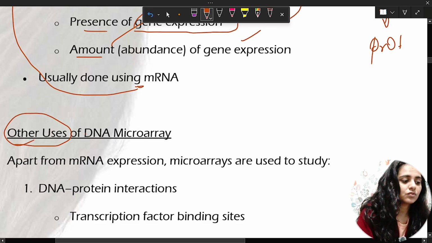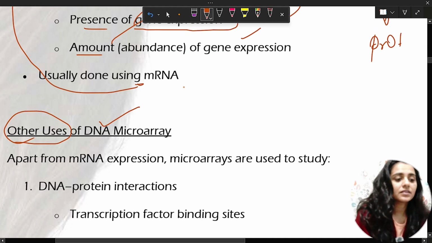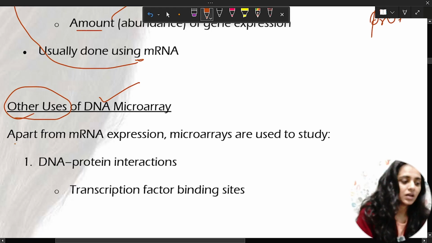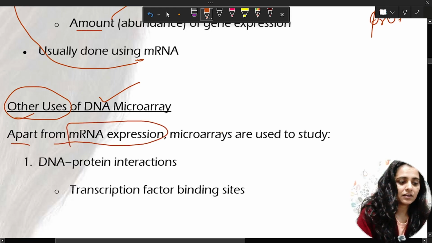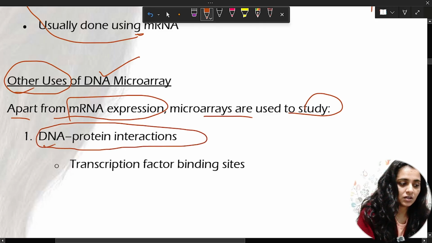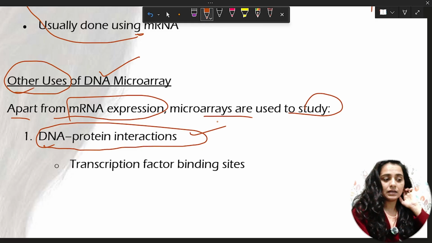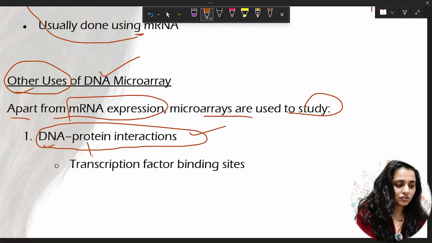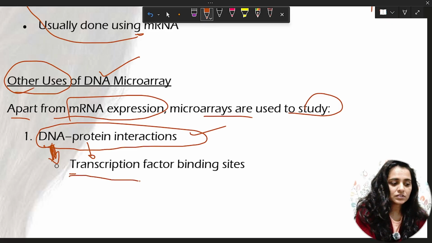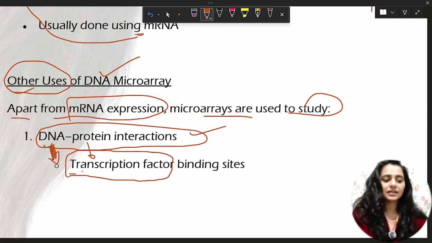What is the other use of DNA microarray? Other than identifying thousands of gene expressions, what is the other use of microarray? Apart from mRNA expression, microarray is used to study DNA and protein interaction. Which type of protein? Protein which interacts with DNA. Mostly the transcription factors will interact with the DNA.